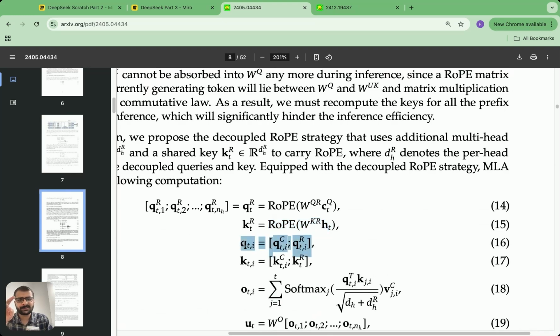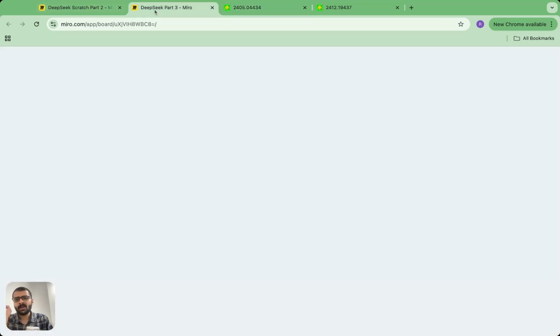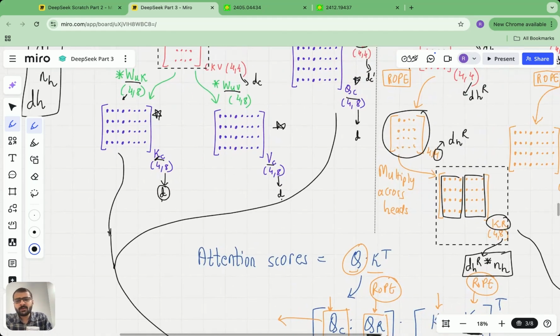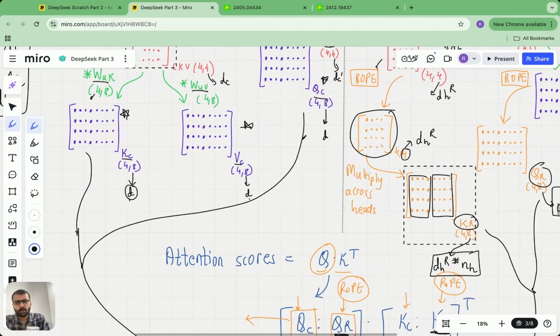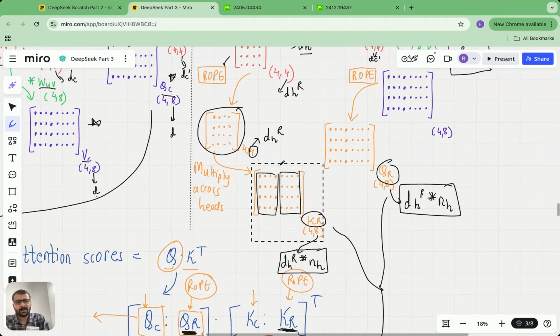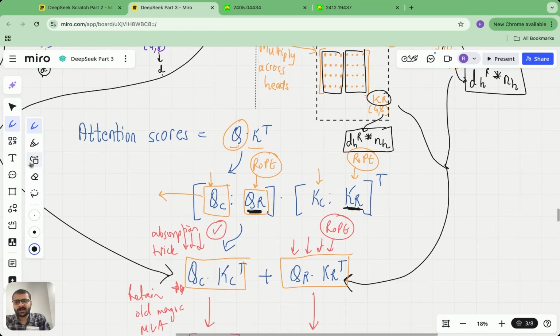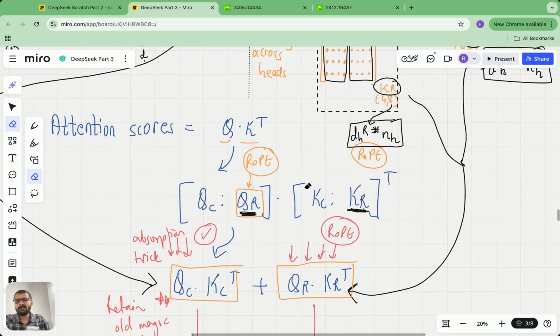Now let's come to step 16, 17, and 18. What happens next is that we have KC, QC, VC, where no rotary positional encoding is applied, and we have KR and QR, right? The next step for us is to find the attention scores. So the way we do it is that we will multiply the queries with the keys transpose.